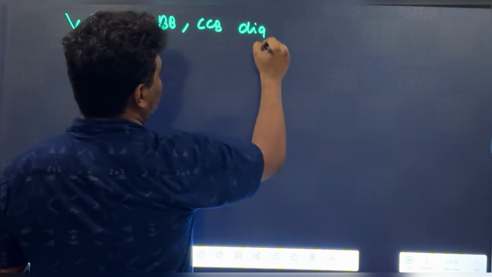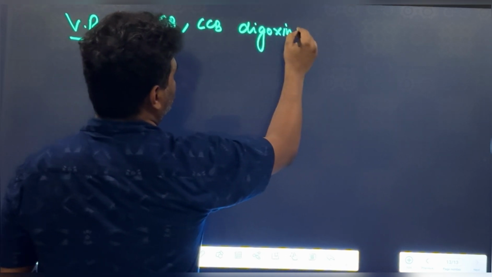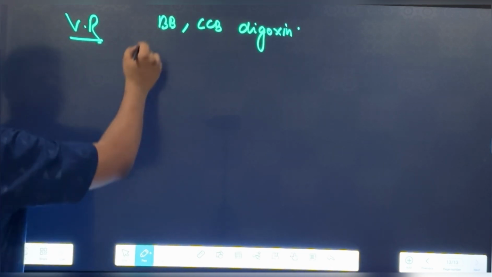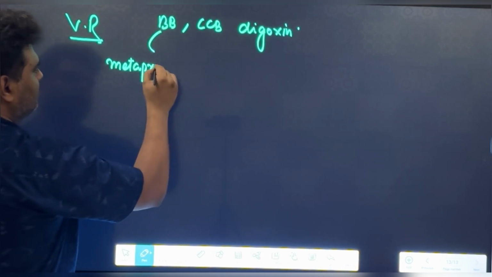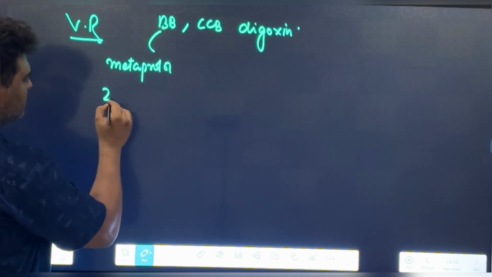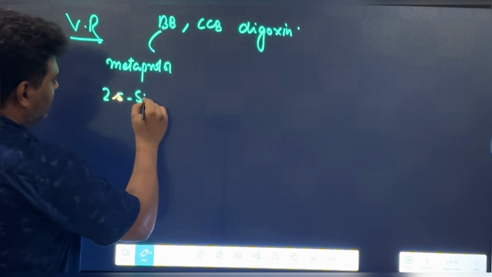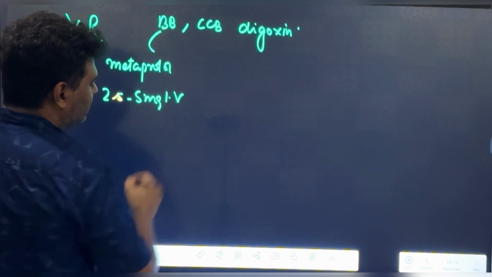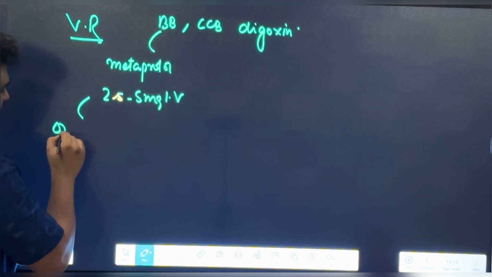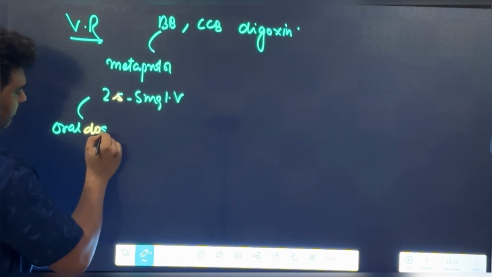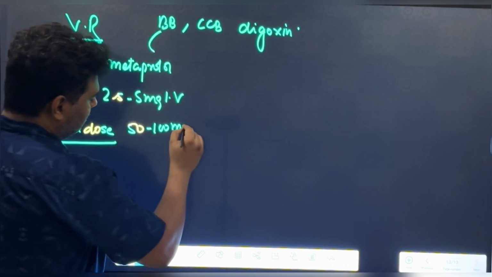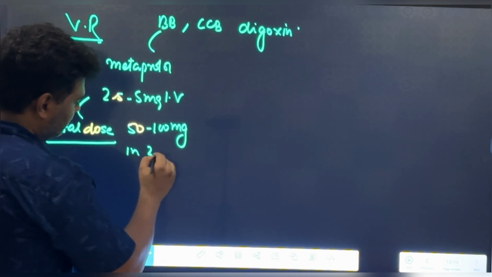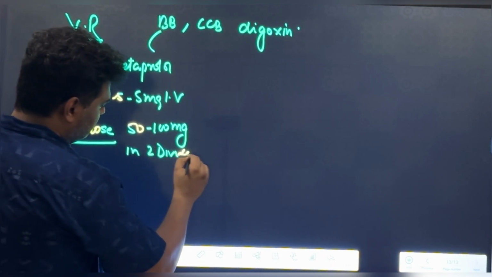digoxin. Okay. Beta blocker, we use metoprolol, and the dose is 2.5 to 5 mg IV, or then you can take it as an oral dose. Oral dose is 50 to 100 mg in two divided doses.